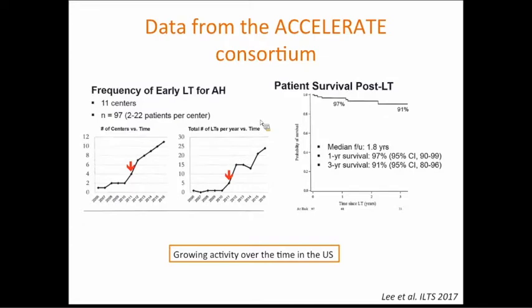And as you can see, the indication of early liver transplantation for alcoholic hepatitis in the US is increasing over the time since the New England Journal paper, perhaps, I don't know. So the activity is growing, and we must evaluate the impact on the waiting list again.